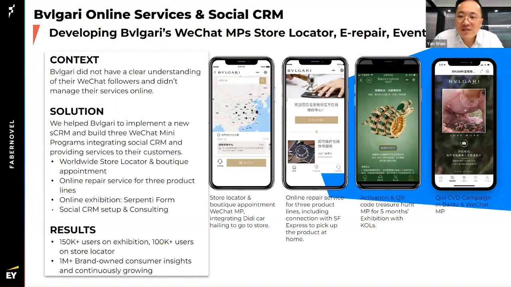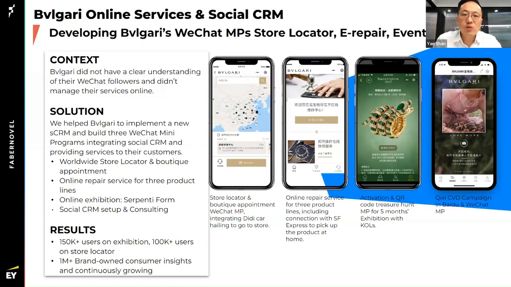Okay. Lastly, this is roughly the end of today's introduction on both EC and the social CRM environment. But lastly, I want to take a quick, probably 5 minutes, to give you 2 cases which our tech team has done before in helping our clients with social CRM.